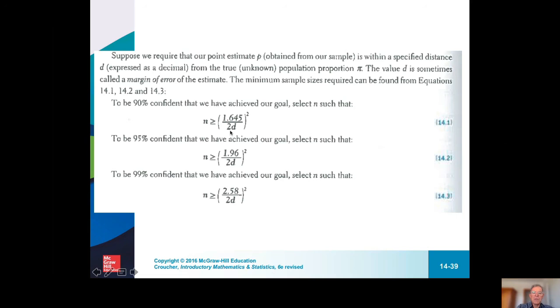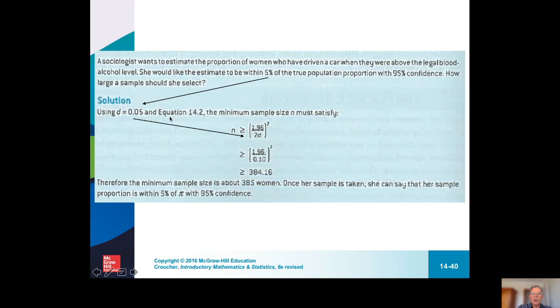And we'll divide it by 2 times whatever we are prepared for our estimate of error, if you like, to be. How far out are we going to be? So let's make it work. Imagine we'd like our estimate to be within 5% of the true proportion when we want to be 95% confident. How large should our sample be? We just plug the data into the equation.